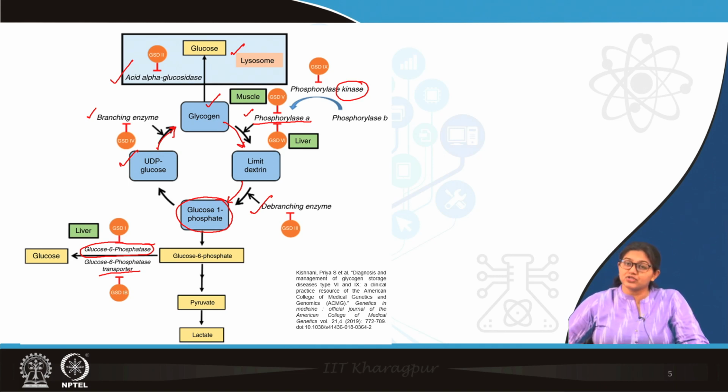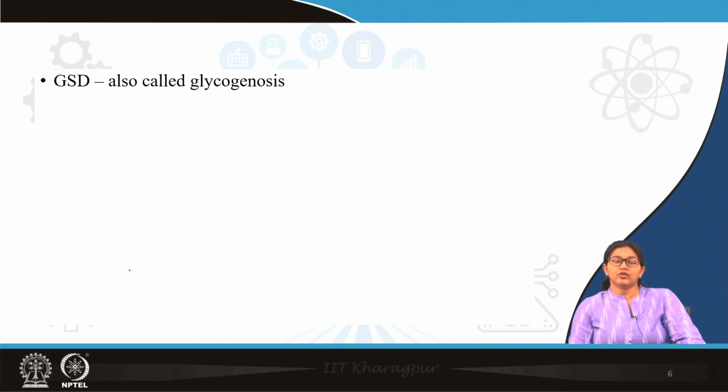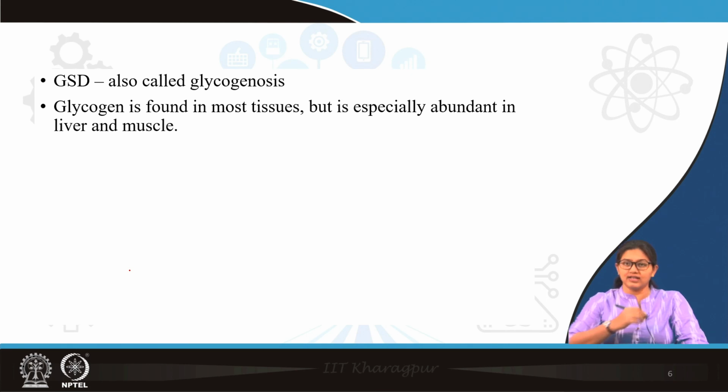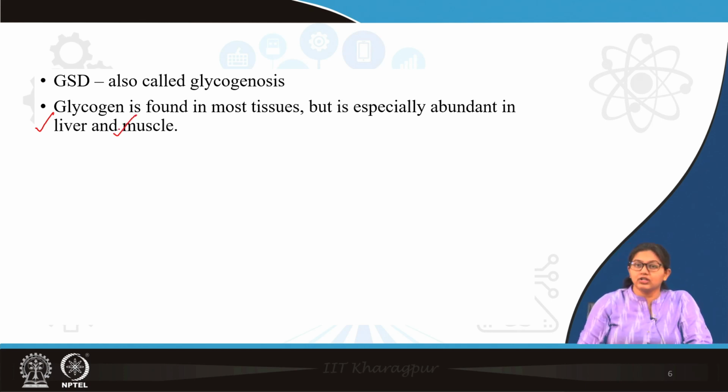There are multiple types of glycogen storage disorder, and as I told, they are named in chronological order. They are numbered numerically, and the numbering is done by which one was discovered first, that is type 1, then onwards. All the glycogen storage disorders are known as glycogenosis. Basically, these glycogens are stored inside tissues. Now, glycogen, if you remember, is found in most of the tissues, but the most important organs are liver and muscle. So, in glycogen storage disorder, the accumulation occurs in these organs mostly.